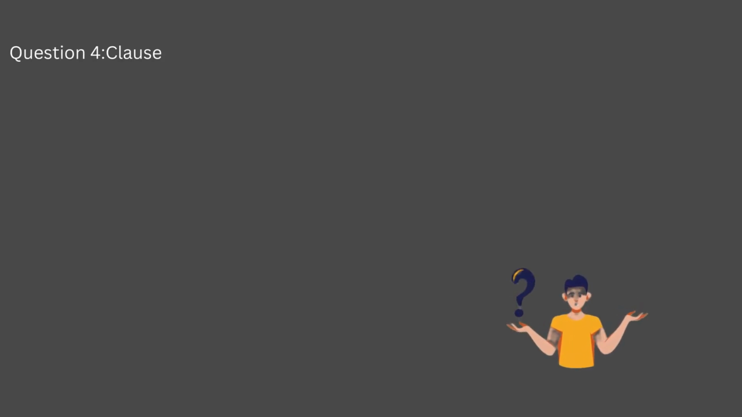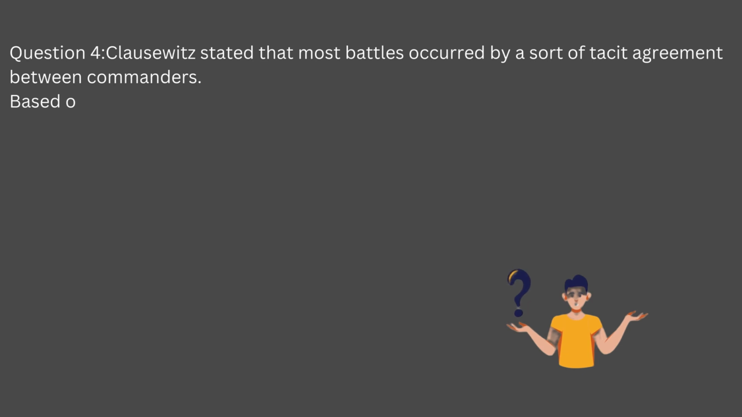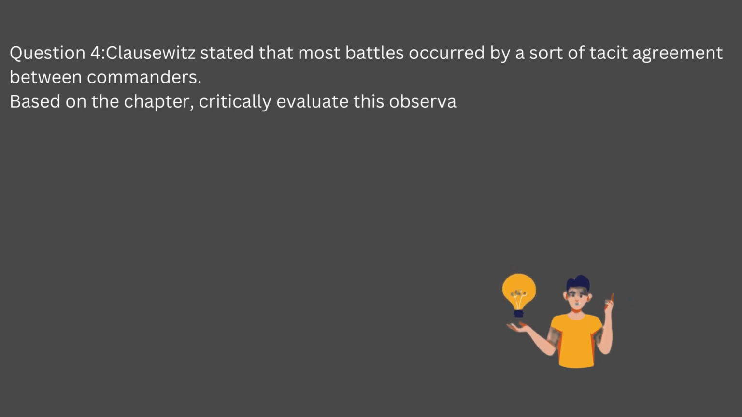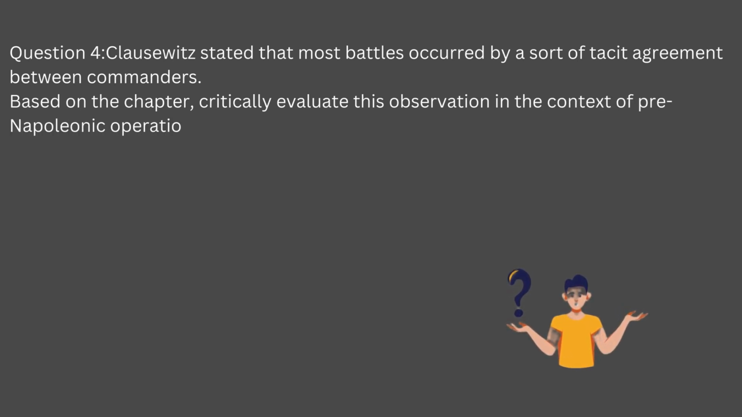Question 4, which states, Clausewitz stated that most battles occurred by sort of tacit agreement between commanders. Based on the chapter, critically evaluate this observation in the context of pre-Napoleonic operational limitations. What does this imply about the nature of decision-making, initiative, and tempo in earlier military campaigns?